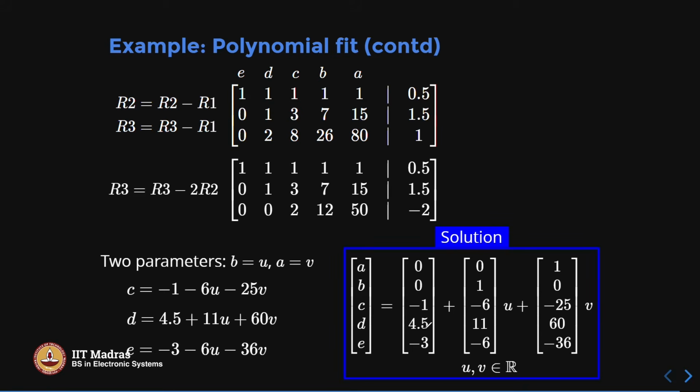Likewise for D, likewise for E. The constant term shows up here. The coefficient multiplying u shows up here. The number multiplying v shows up here. And this is the vector form of the solution for these variables a, b, c, d, e.